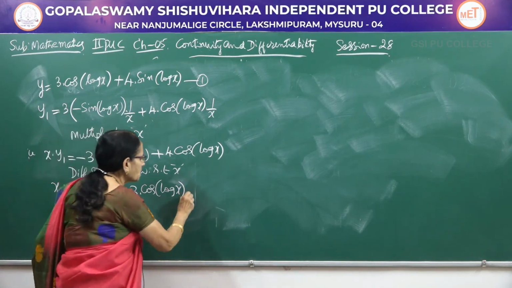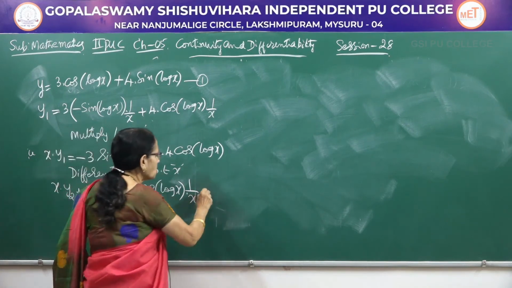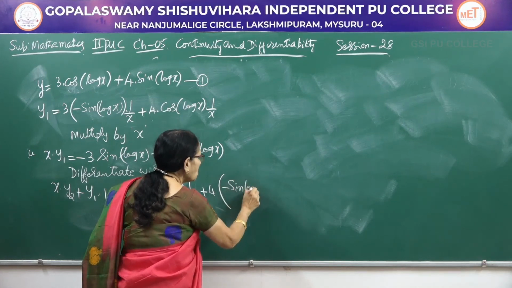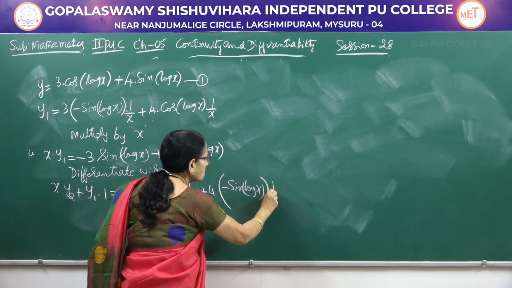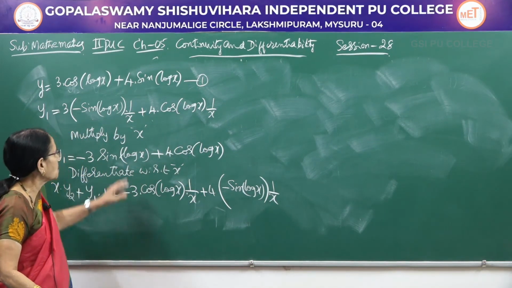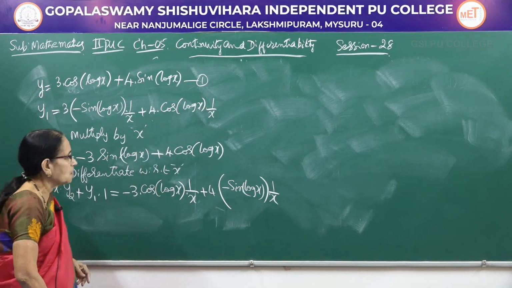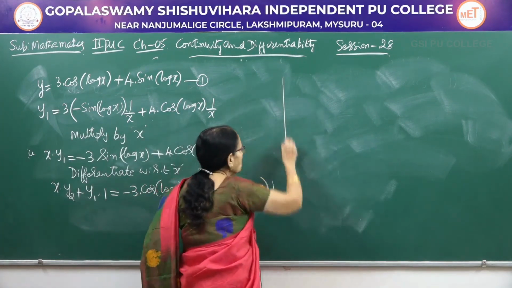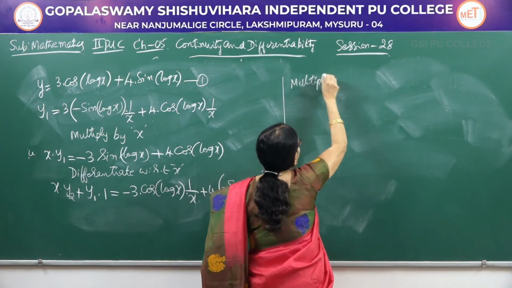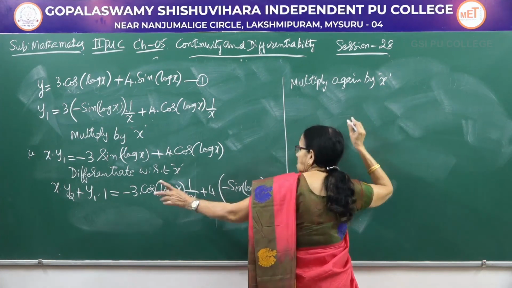What's the derivative of log x? Again it is 1 by x. Next, plus 4 into cos of log x becomes minus sine of log x. For log x, it is again 1 by x. So because of the presence of that function log x, first derivative also we got 1 by x, second derivative also we got 1 by x. So what I do now, to eliminate that x here, multiply again by x, both the sides.